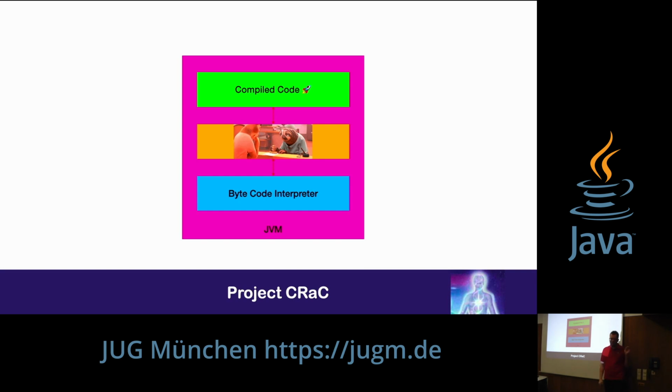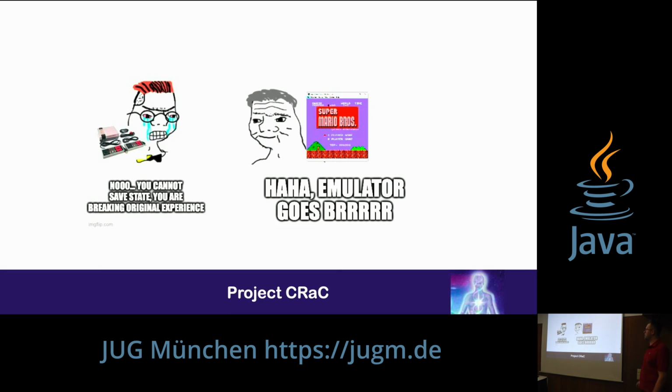However, there is one interesting idea, because in most cloud environments, if we have, for example, 10 instances, each of the instances should have exactly the same kind of load. So it should behave the same way. Maybe we can cache something there. And this is where Project CRaC comes in, because do I have any retro gamers here? Yeah. Have you ever used an emulator?